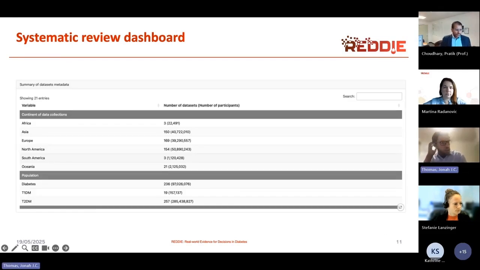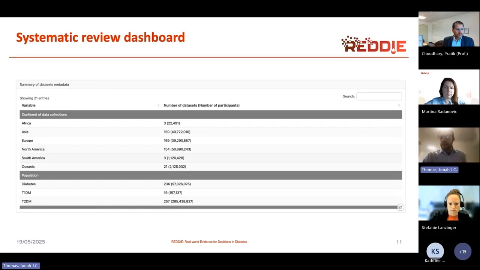On the second page of our dashboard, we then have a table which outlines the number of data sets present for a number of subcategories. So we have the continents of data collection shown here. We also have the different populations, and there's many more splits this table offers for you to look at. It gives you the number of data sets as well as the number of participants we identified.